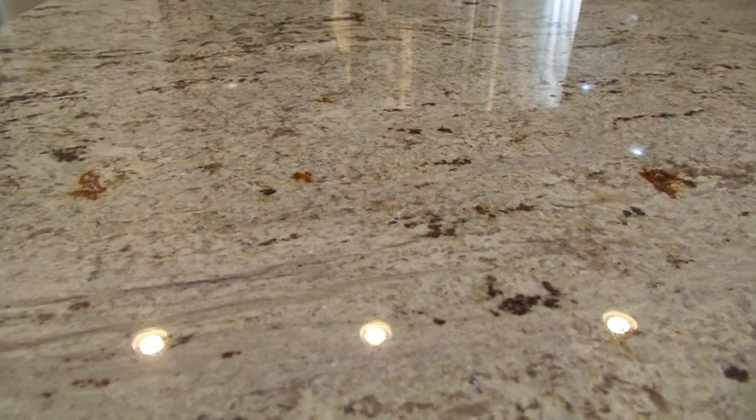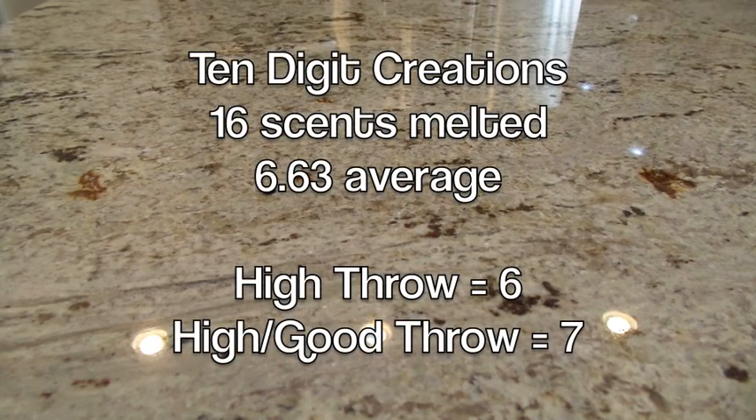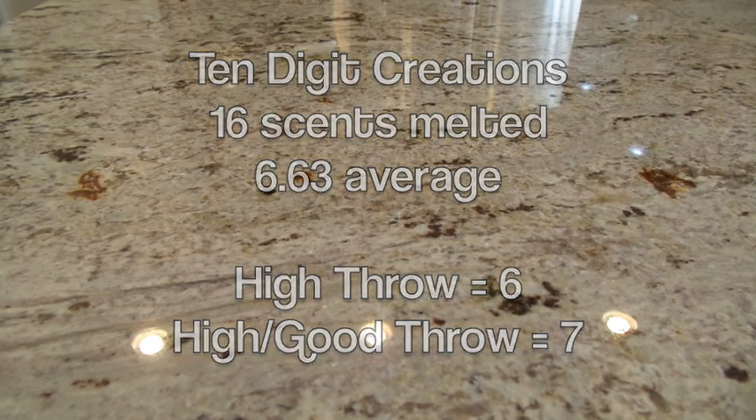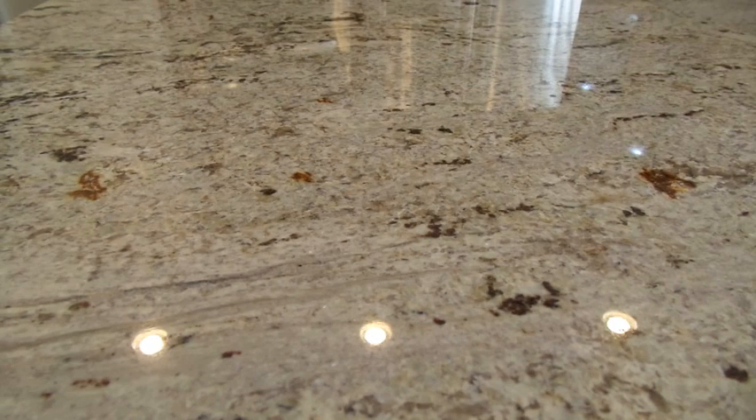The next one up is 10 Digit Kreations. I've melted only 16 scents from 10 Digit Kreations, so she barely made my cutoff at 15. Overall, it's been a 6.63, which is getting closer to the high/good. Some of the ones that I've really liked: Cashmere Blanket, Crunchberry Crisp, Ozark Forest, and Forget Me Not.